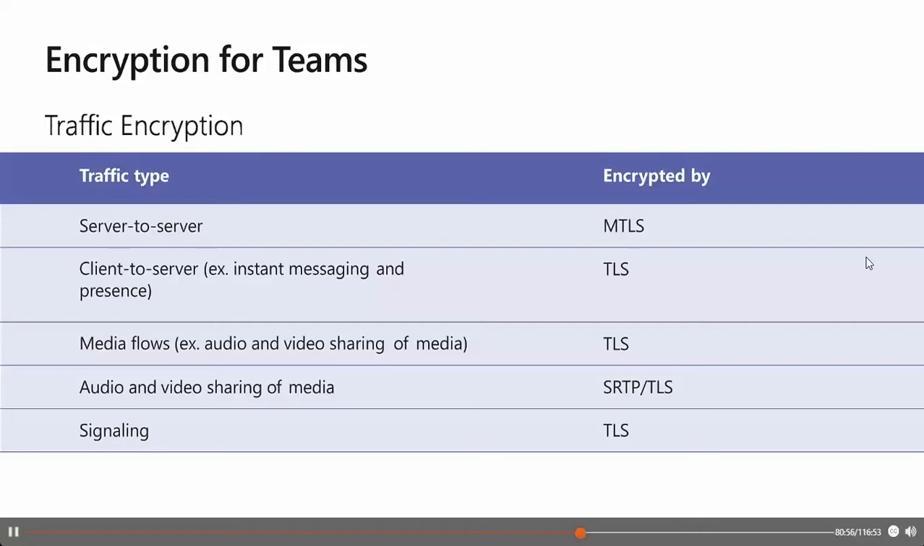Another point is the encryption for Teams, how it's using traffic encryption. For server-to-server interaction it's MTLS, for client-to-server it's TLS, for media flows TLS, for audio and video sharing of media it's RTP and TLS, and signaling is done over TLS as well. So Teams uses TLS and MTLS to encrypt instant messages. All server-to-server traffic requires MTLS, regardless of whether the traffic is confined to the internal network or crosses the internal network perimeter, for example.